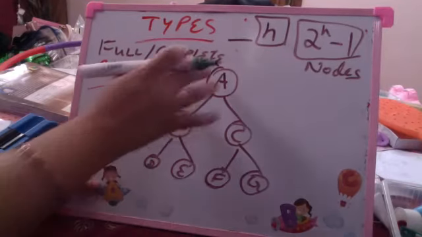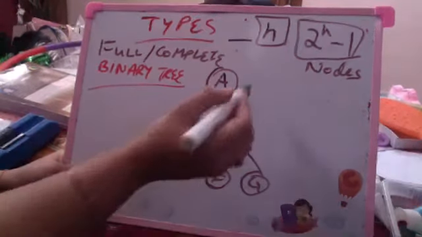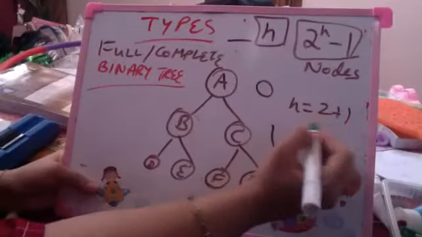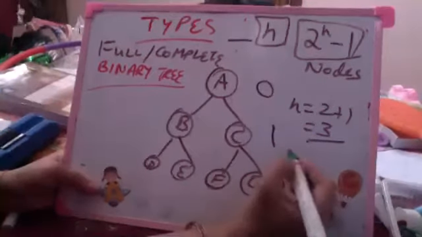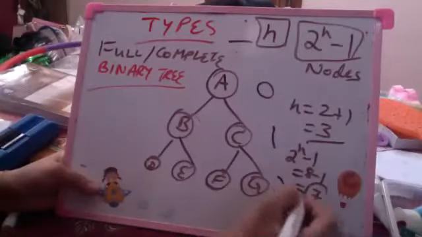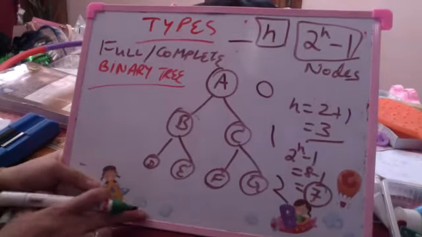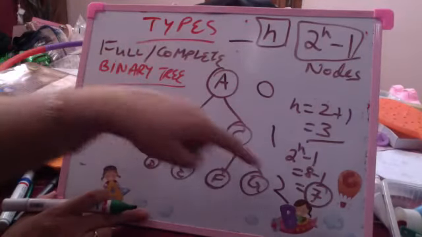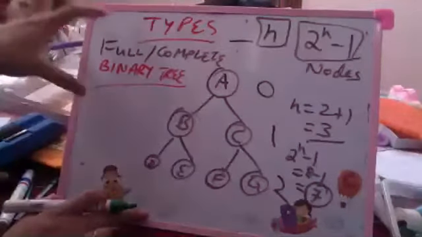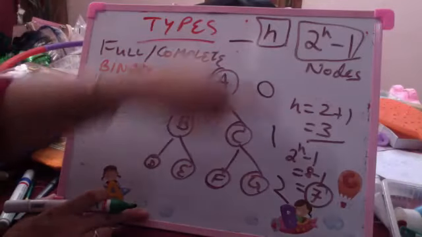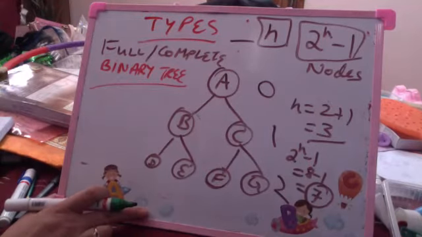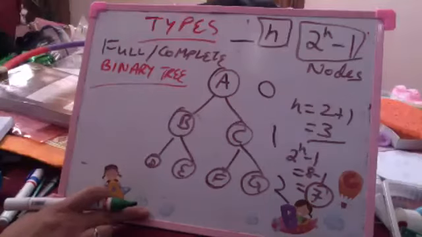So if you see what is the height of the tree: level 0, level 1, level 2, height of the tree is equal to level plus 1. 3 is the height of the tree. If I try to calculate 2 raised to power h minus 1, it becomes 8 minus 1. There should be 7 nodes in the tree for this to be a complete binary tree. If you count the number of nodes, it comes out to be 7. So for a tree to be a full or complete binary tree, the number of nodes in the tree should be 2 raised to power h minus 1, where h represents the height of the tree. Is that clear to all?